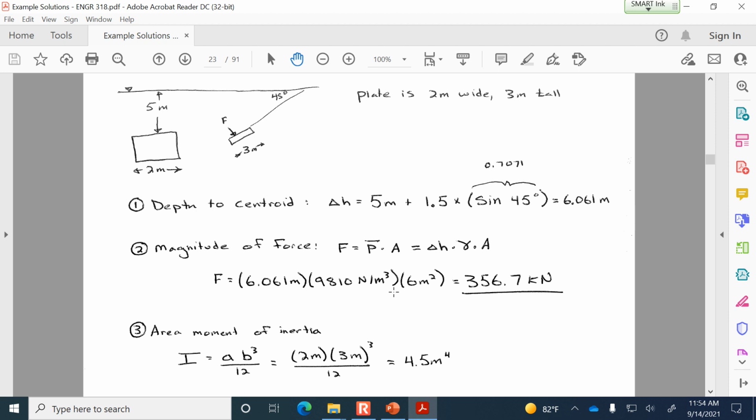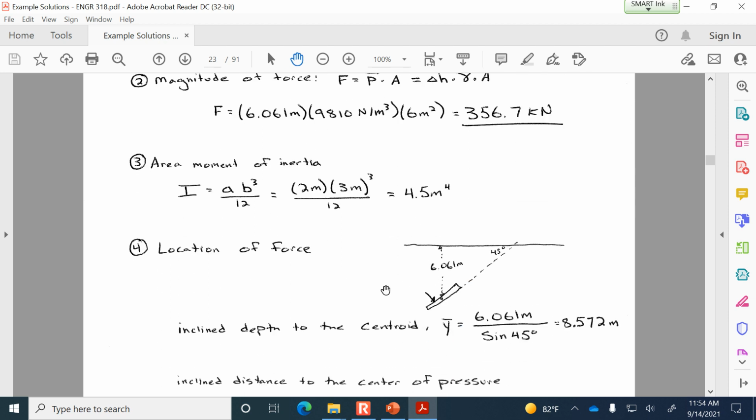Now, the last part is the location of the force, and this gets a little bit tricky. Let's think about what we know. I'll put the mask on so I can write this on the other whiteboard.